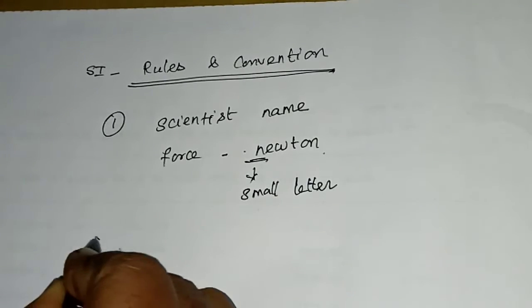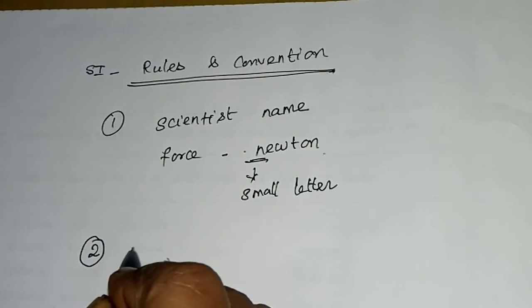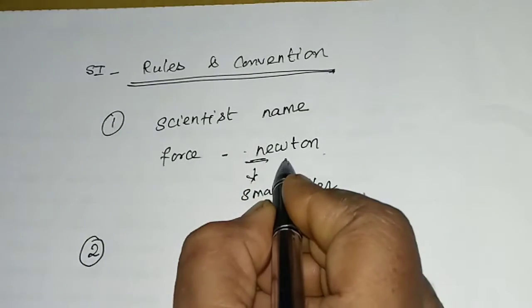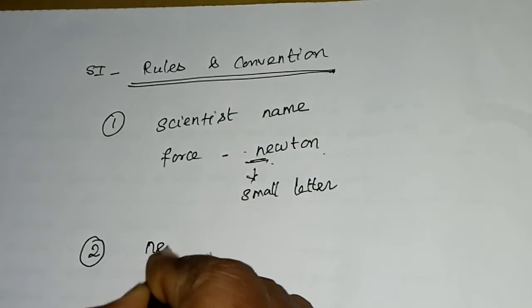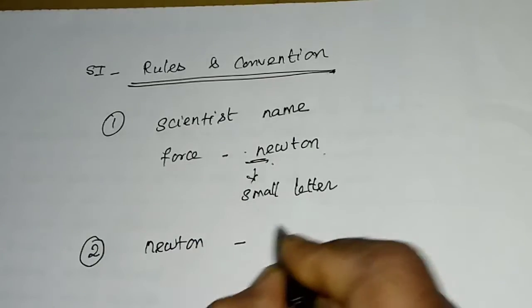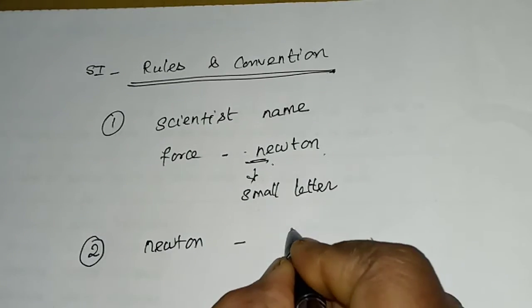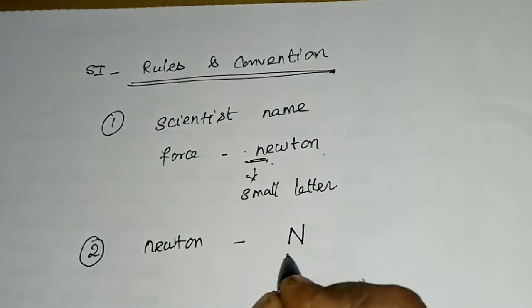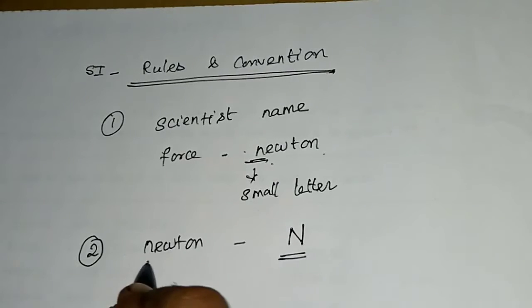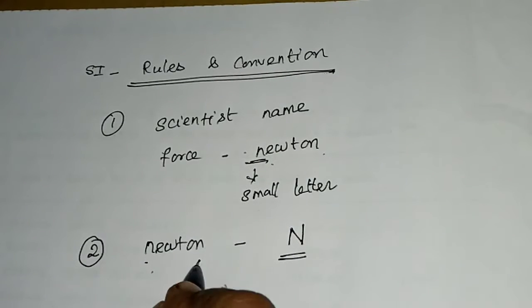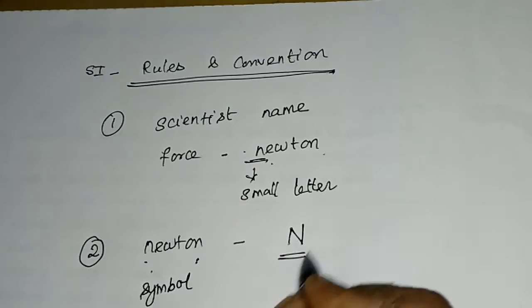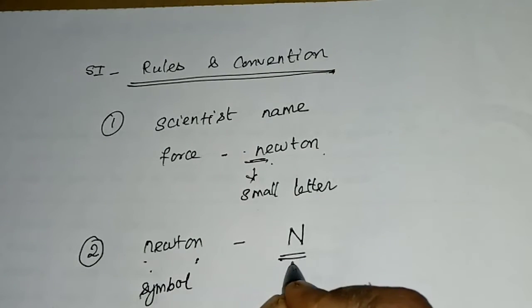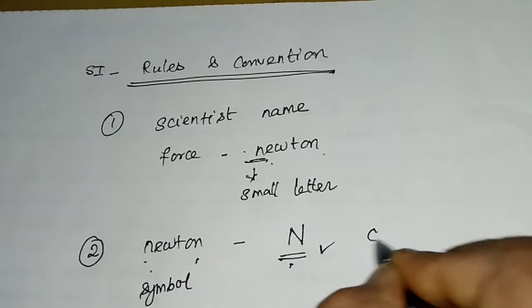And the second rule is, while writing the symbol, for example, for Newton, if we write it as a symbol, we write capital N only. For all scientist names, if you write them as a symbol, the first letter should be in capital letter.